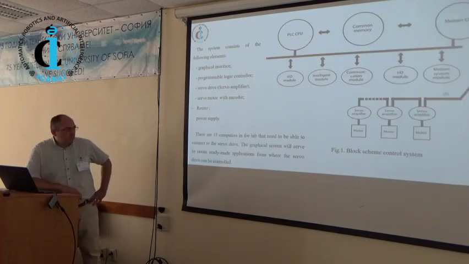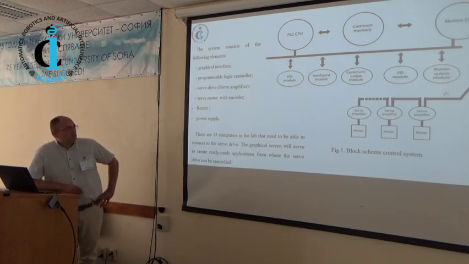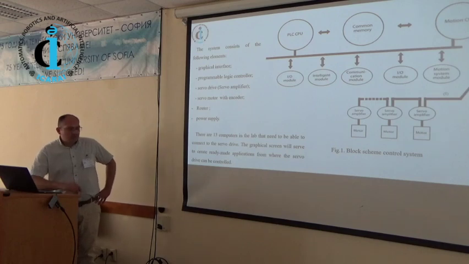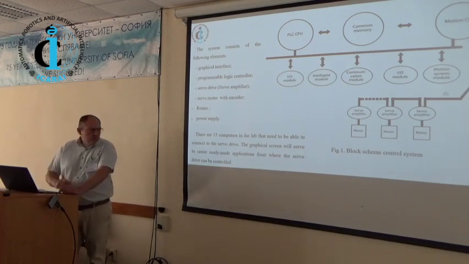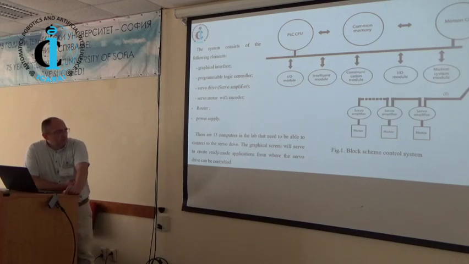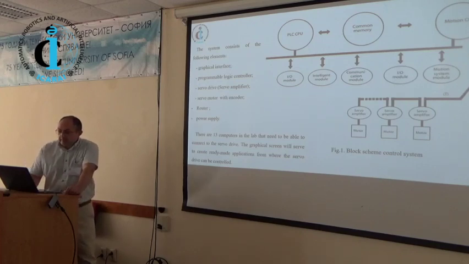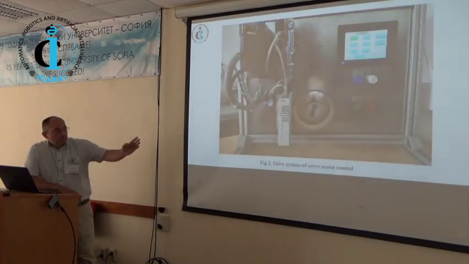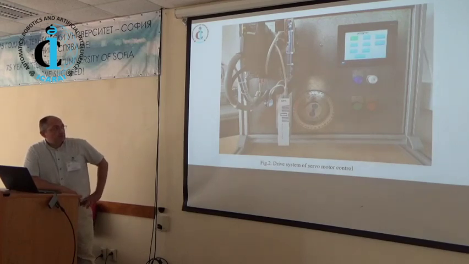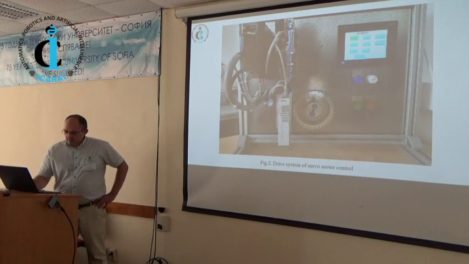This is the block scheme of our control system. We have several elements: the graphical interface, programmable logic controller, servo drive, servo amplifier, servo motor with encoder, router, and power supply. In the lab, there are 13 computers that need to be able to connect to the drive, and when the student is ready, to load the program into the real drive system of motor control. This is our system.